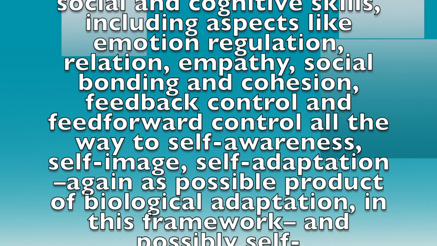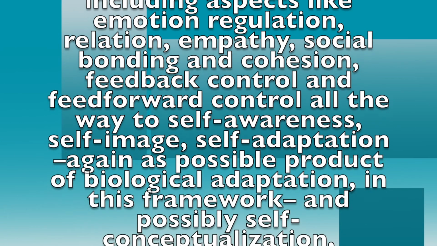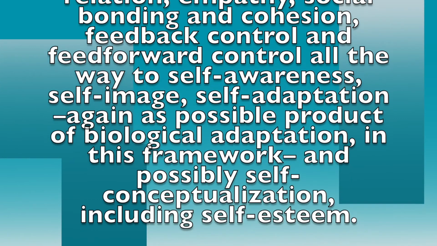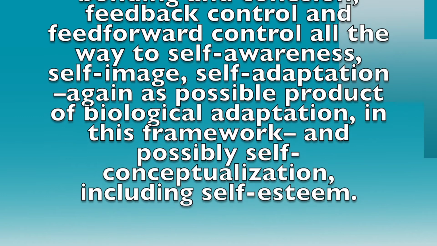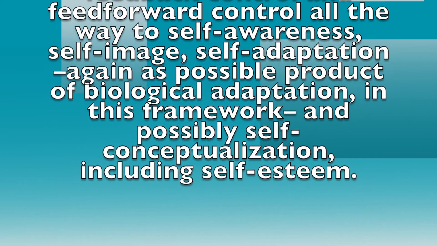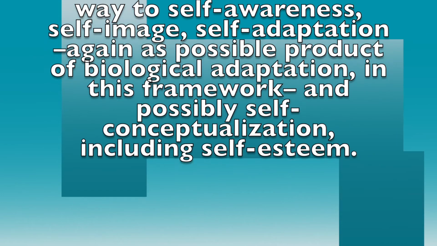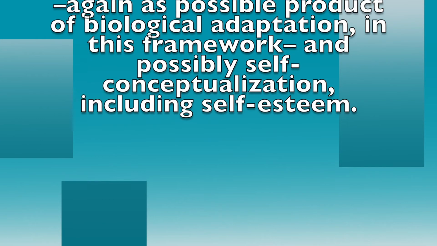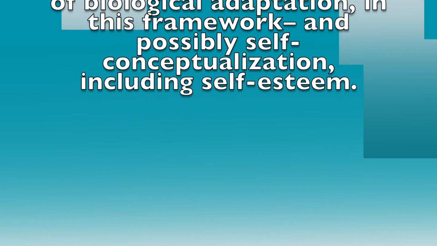We mentioned Bandura, of course, social and cognitive skills, emotional regulation, relation, empathy, social bonding and cohesion, feedback control and feed-forward control, and then, of course, self-awareness, self-image, self-adaptation, and possibly self-conceptualization, including self-esteem. When we think about those terms, we can think of two angles. So one would be a categorization of self, and again, from the perspective of evolutionary neuroscience, our self is a result of an evolution.